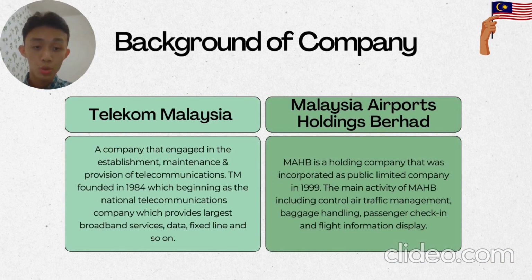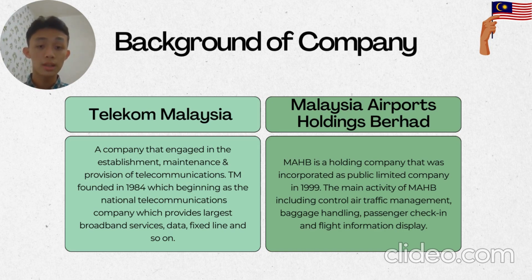The table content of number 2 is background of company. Our group has analyzed two companies, Telekom Malaysia and Malaysia Airport Holding Berhad. The first company is Telekom Malaysia. Telekom Malaysia is a company that engages in the establishment, maintenance, and provision of telecommunication. Telekom Malaysia was founded in 1984, which began as the national telecommunication company, which provides the largest broadband service, data, fixed line, and so on in Malaysia.